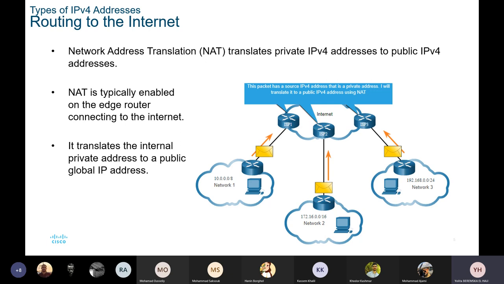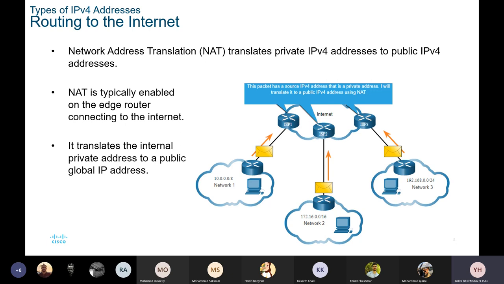And usually, internet service providers give us some set of public addresses. Let's say, 10 public addresses. We have to pay for this, of course.